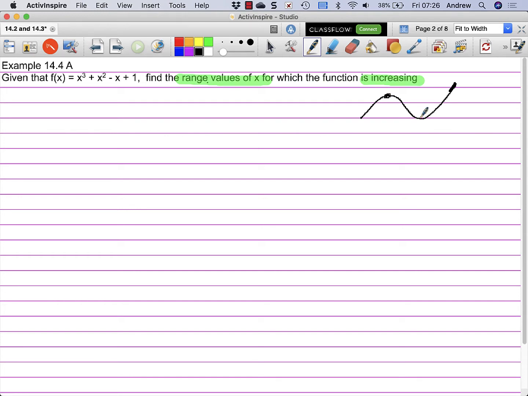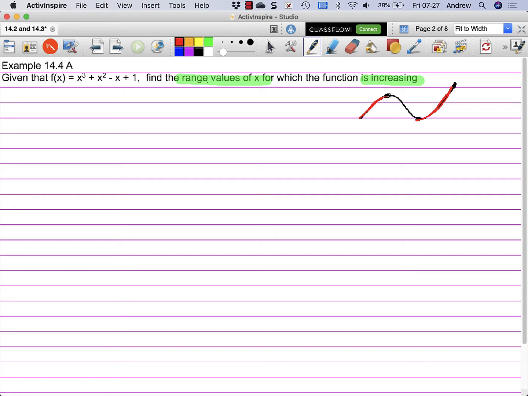So this function has a local maximum and a local minimum. So this function is increasing here, and it's also increasing at this point. So there's two separate answers. So by sketching the graph, we already know that there's actually two separate answers.